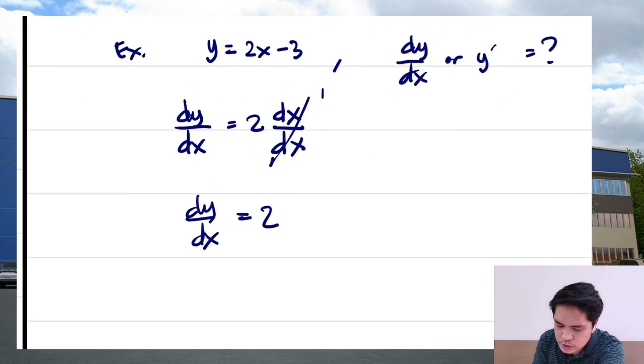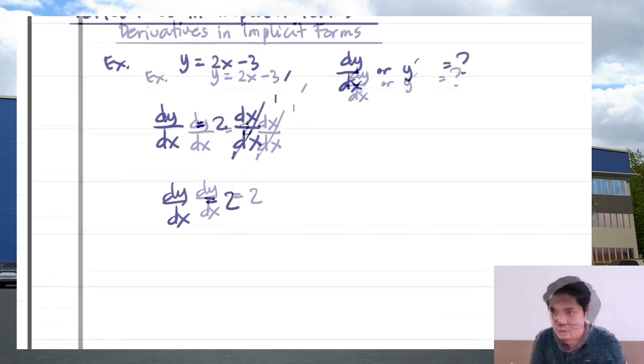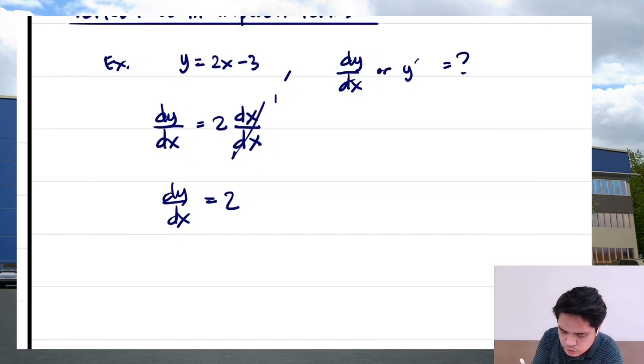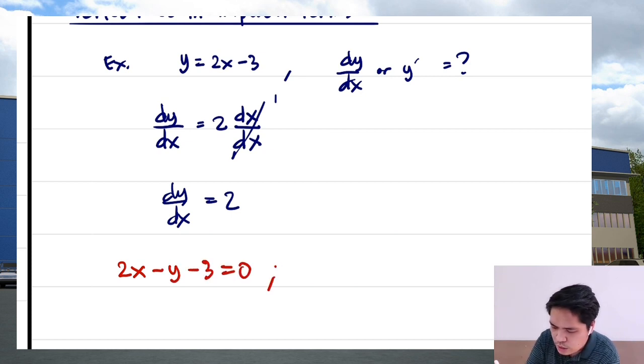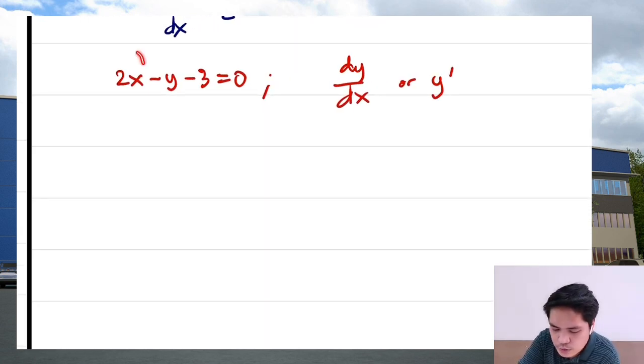Now, if our function is expressed implicitly, how would we go about our differentiation? So if the function is 2x minus y minus 3 equal to 0, how would we solve dy over dx, or y prime? How do we solve this? It is still as simple as getting the derivative of each term. Okay? So it goes like this.